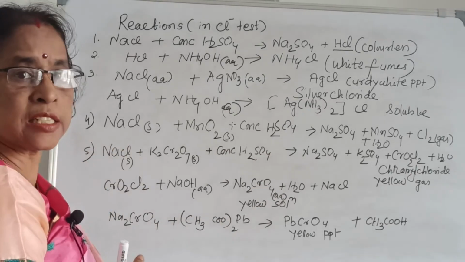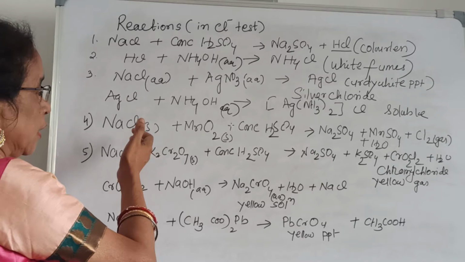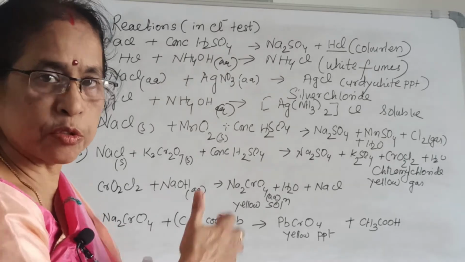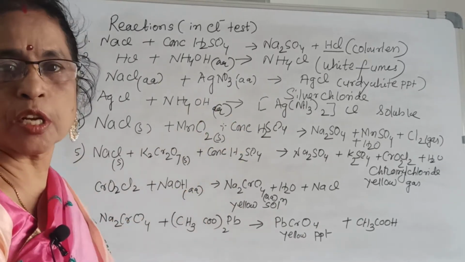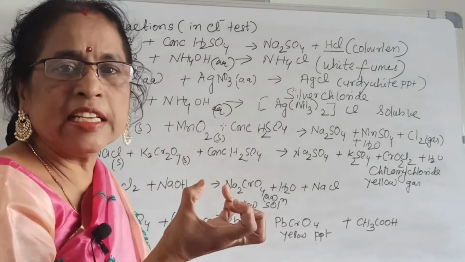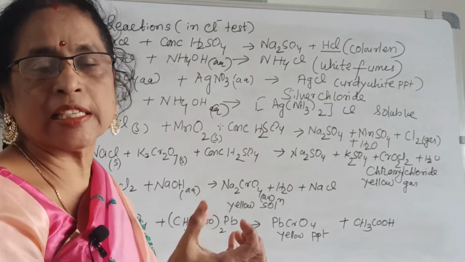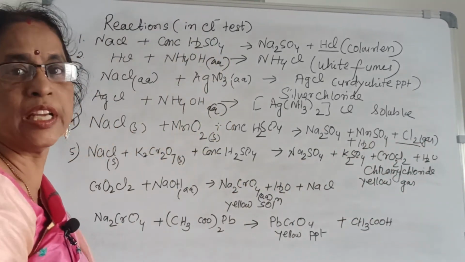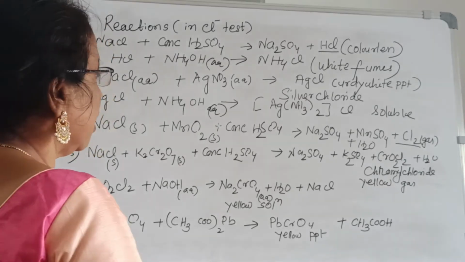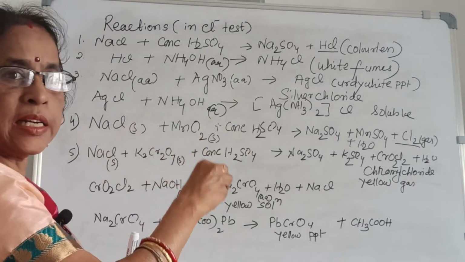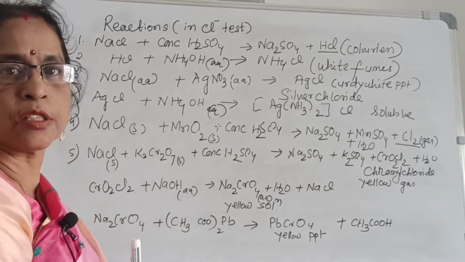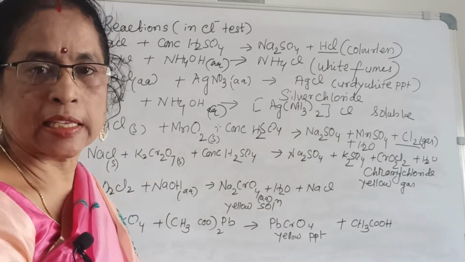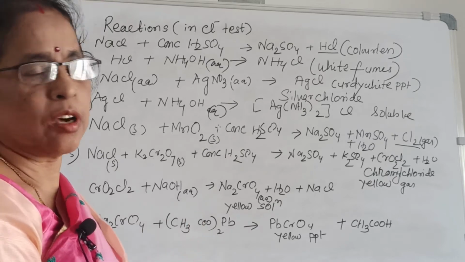Then the next reaction. Here I took solid sodium chloride and added manganese dioxide, which is a black solid, and concentrated sulfuric acid. Immediately a greenish yellow colored gas evolved. That greenish yellow gas is nothing but chlorine. Chlorine gas is greenish yellow in color. So sodium chloride and manganese dioxide, both solids, were taken in a test tube and concentrated sulfuric acid was added. Then it gives chlorine gas.